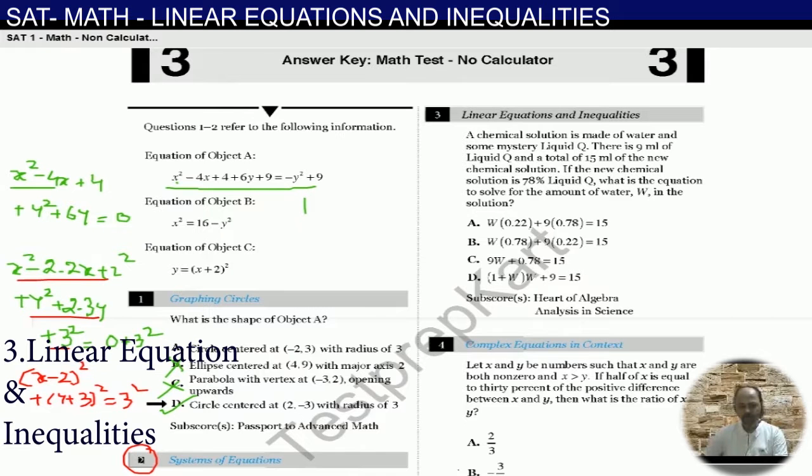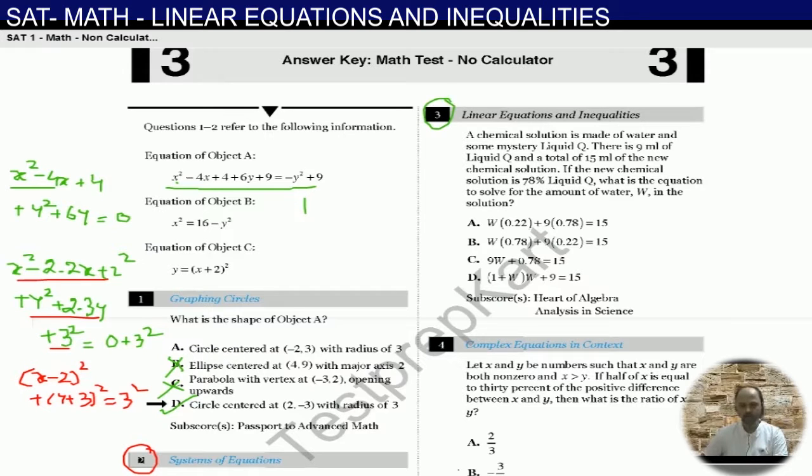Question 3. Now we are going to discuss question 3. It's linear equations and inequalities. It says a chemical solution is made of water and some mystery liquid Q. There is 9 ml of liquid Q and a total of 15 ml of the new chemical solution.